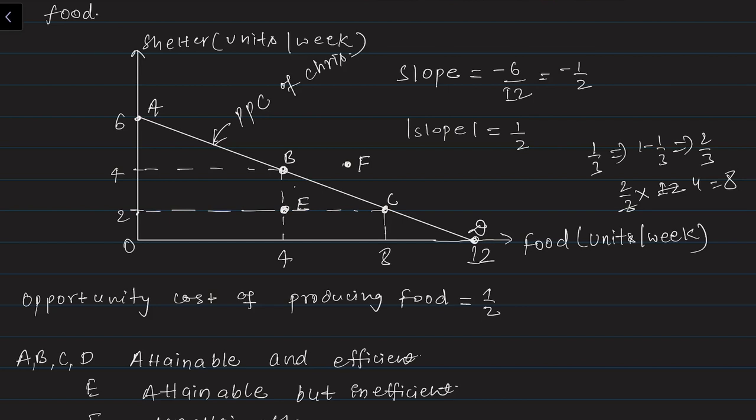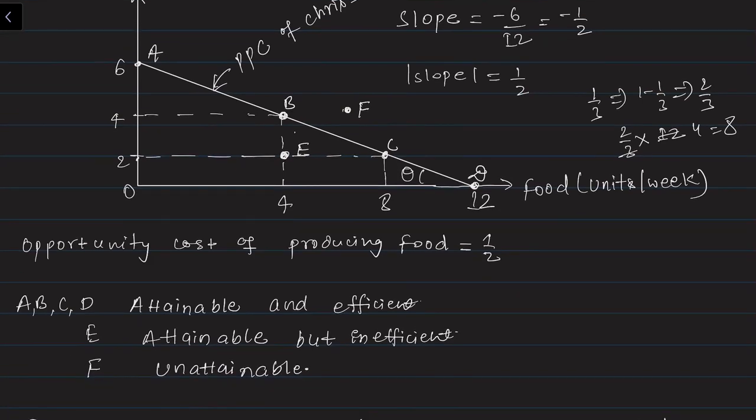So now what is the slope of this line? So the slope is basically given by the tangent theta, tan theta. So what is the slope? So slope is -6 upon 12, which is -1 upon 2. And if we take the absolute value of the slope, then we'll get the positive 1 upon 2.